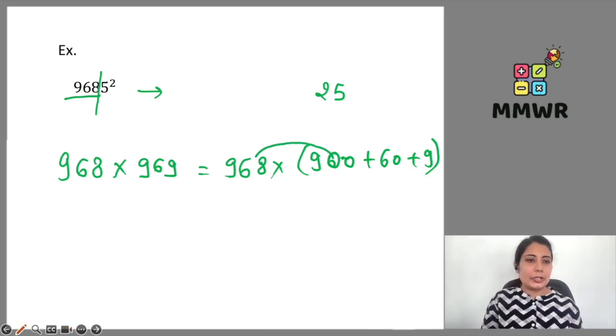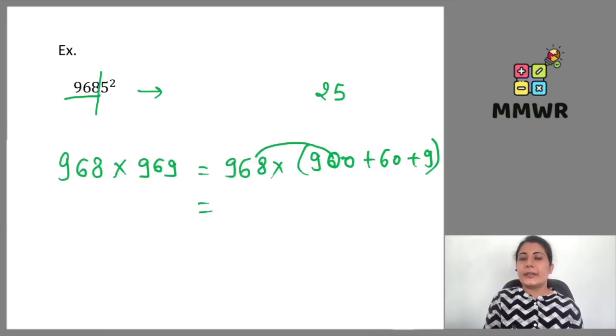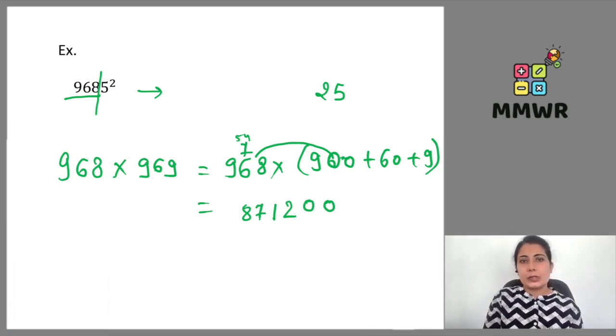So first I'll take the product of 968 with 900. Sorry, yes, 968 with 900. First I'll take the product. So zeros, zeros. 9 8s are 72. 9 6s are 54 plus 7 is 61. And 9 nines are 81 plus 6 gives me 87. Let me erase all these so that it will not create any confusion here.